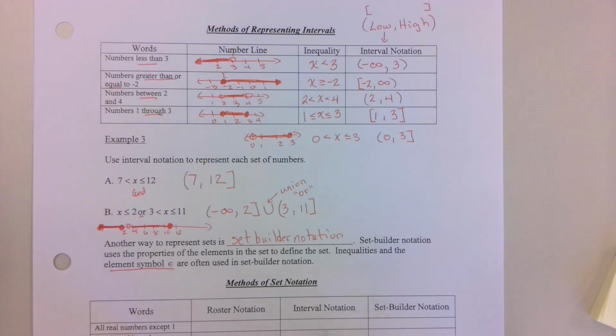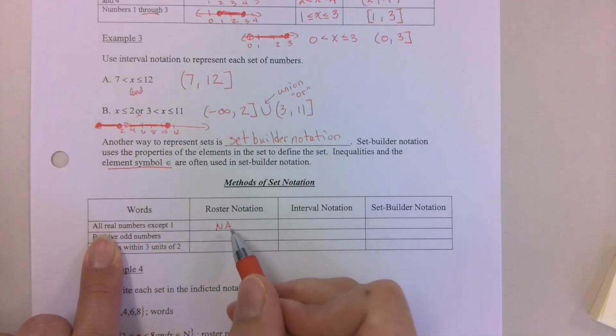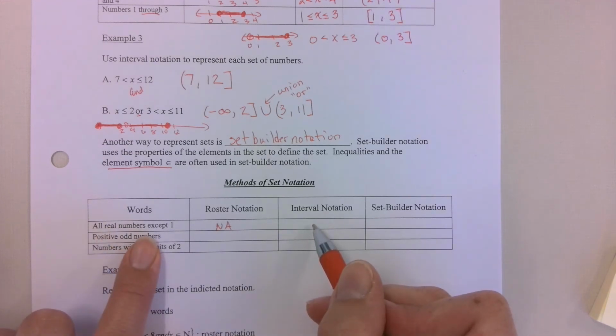So let's talk about a couple here. We want to represent these in different ways. It says all real numbers except 1. This is not possible, so non-applicable. You cannot list all the real numbers except 1 because they're real numbers. So all the decimals are included here. So you cannot do it in roster notation. Now, in interval notation, all the real numbers except 1.